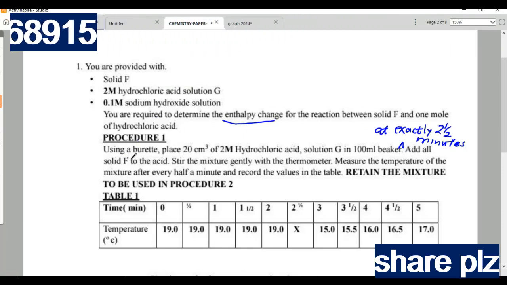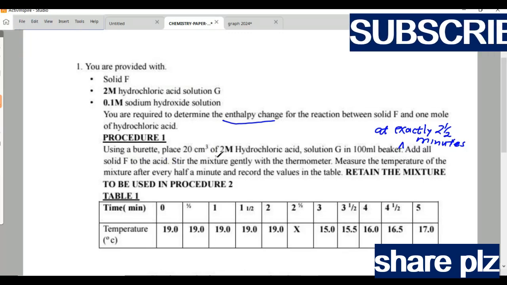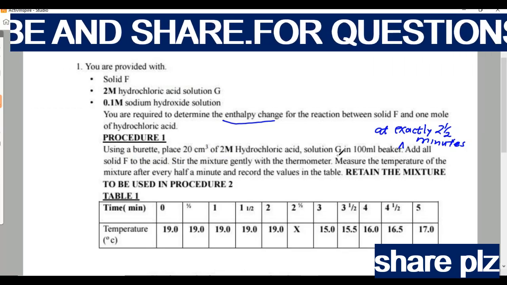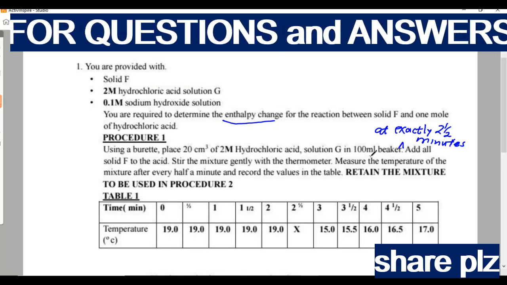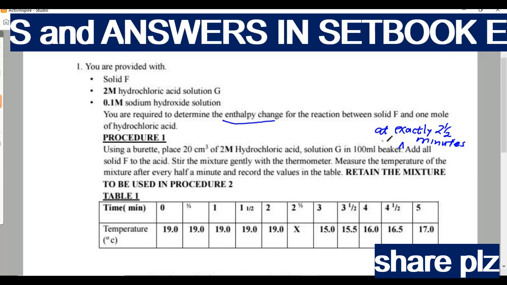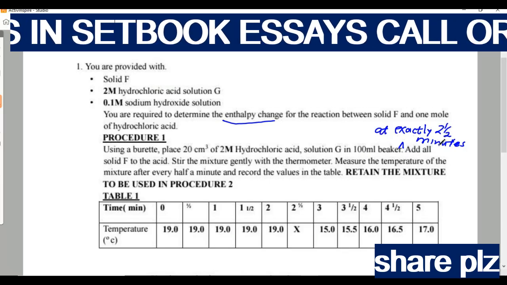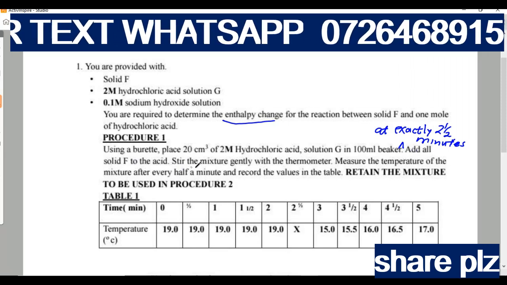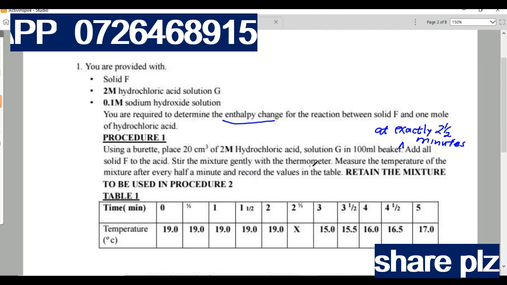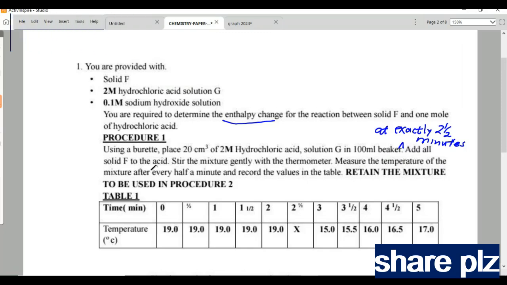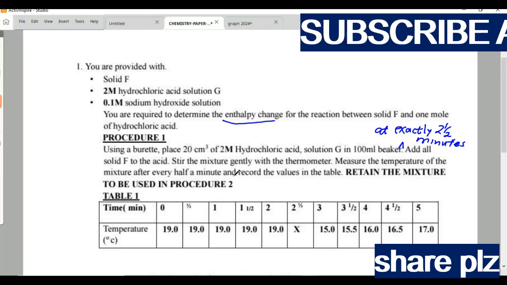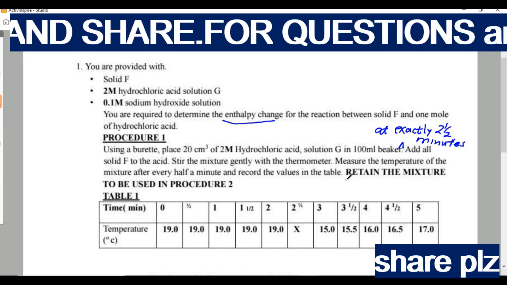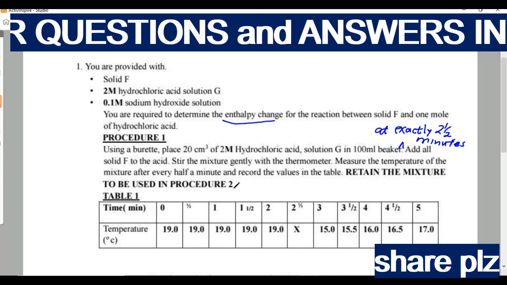Procedure 1. Using a burette, place 20 cm³ of 2 molar hydrochloric acid solution G in a 100 cm³ beaker. At exactly 2.5 minutes, add all solid F to the acid. Stir the mixture gently with a thermometer. Measure the temperature of the mixture after every half a minute and record the values in the table. Retain the mixture to be used in procedure 2.